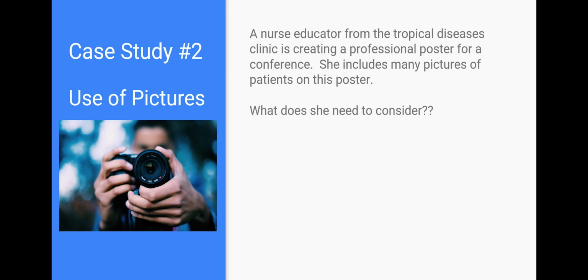The second one is the use of pictures. A nurse educator from the Tropical Disease Clinic is creating a professional poster for a conference. She includes many pictures of patients on the poster. What do you think she needs to consider? You are correct if you say that she needs to consider getting consent from the patient to use their picture.